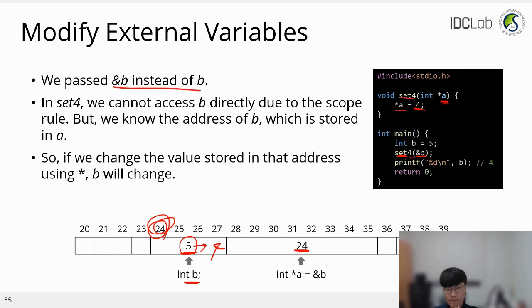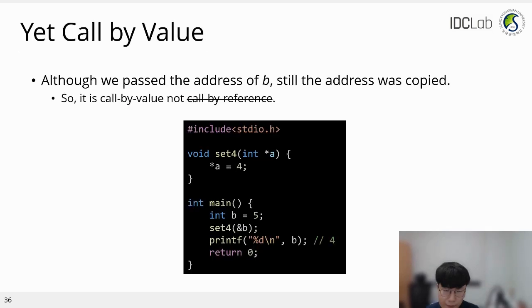In set4, we cannot access B directly due to the scope rule. So you cannot access the variables outside the function directly. But we know the address of B, which is stored in A. So if we change the value stored in that address using the dereferencing operator, then B will change. So in this way, you can make a function change a variable outside the function itself.